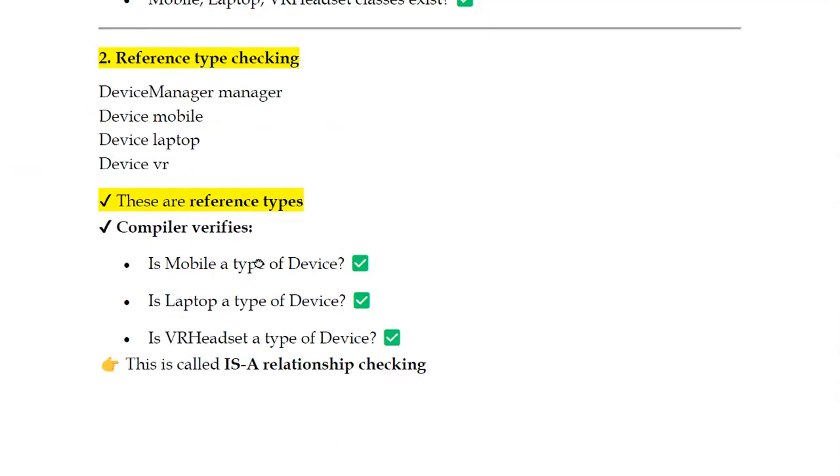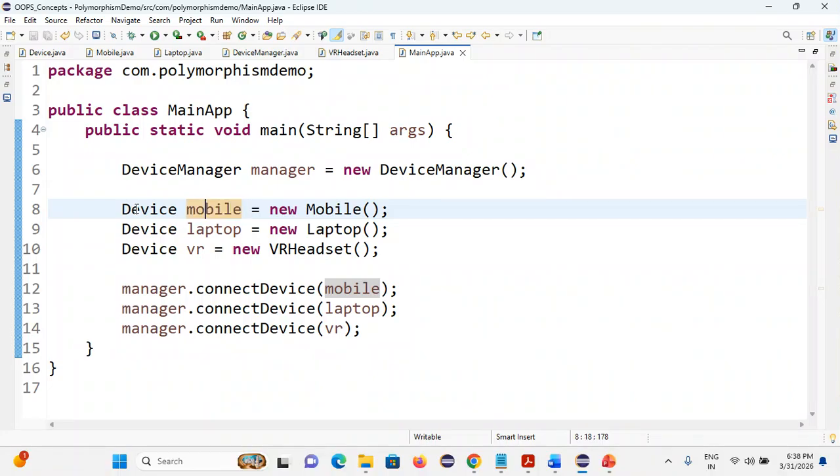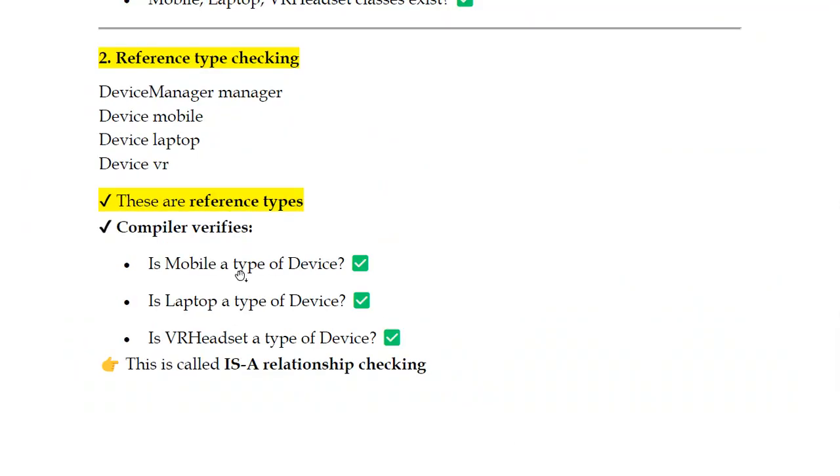This is what we'll check. Is laptop a type of device? Is VR a type of device? It is just an is-a relationship check. In our previous sessions we have discussed the inheritance concept, the is-a relationship. It is coming from this only, right? Yes, this mobile is coming from this device. Mobile is a device. This is what these reference types do. Reference type checking.